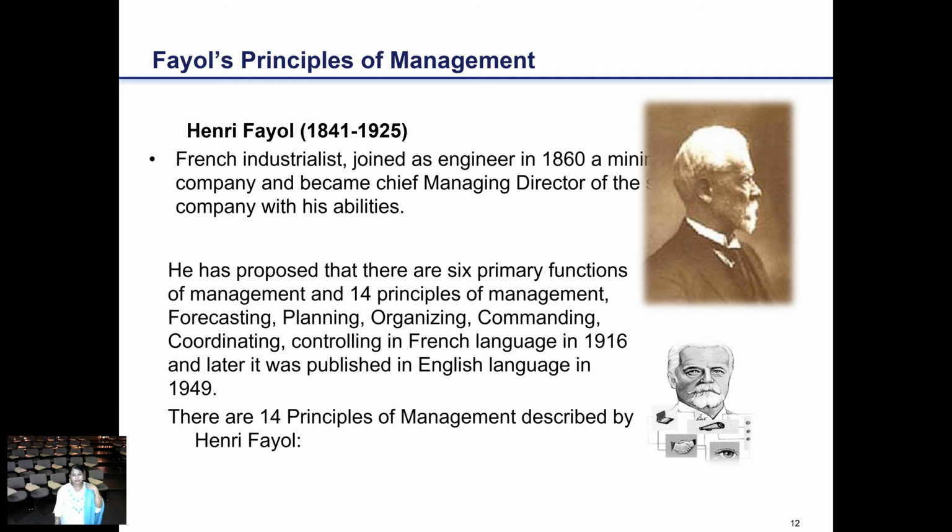He proposed that there are 6 primary functions of management, which I already told you: forecasting, planning, organizing, commanding, coordinating and controlling. He gave this in the French language. Please make a note of it. He was a French industrialist and he gave the principles of management in French, which were later translated into English and published after his death in the year 1949. So it was in French in 1916 and later published in English in 1949.